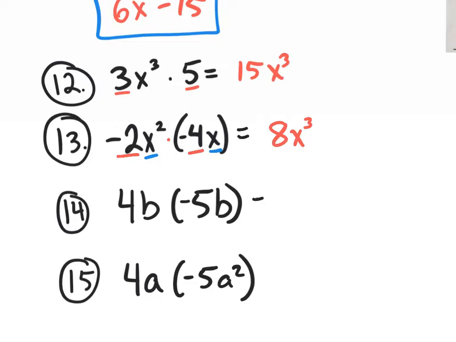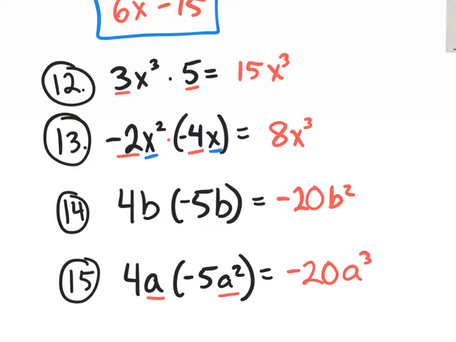How about number 14? What is 4b times negative 5b? The answer right there would be negative 20b squared, because b times b is b squared. And last but not least, what is 4a times negative 5a squared? It's almost the same answer. The answer will be negative 20, because 4 times negative 5 is negative 20, and then a times a squared, that is a to the third.